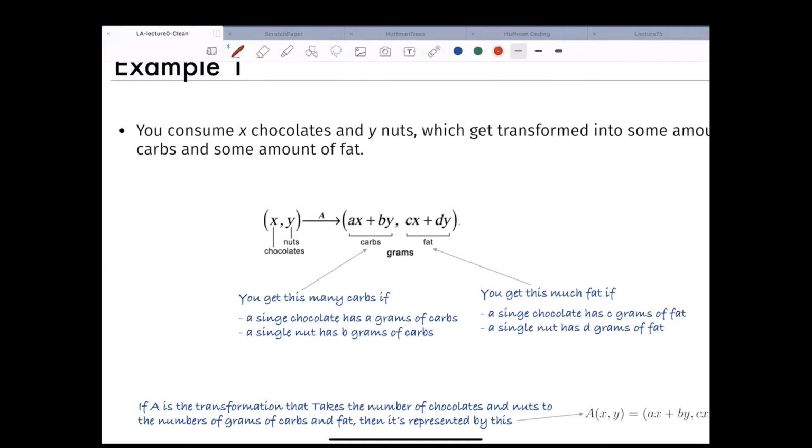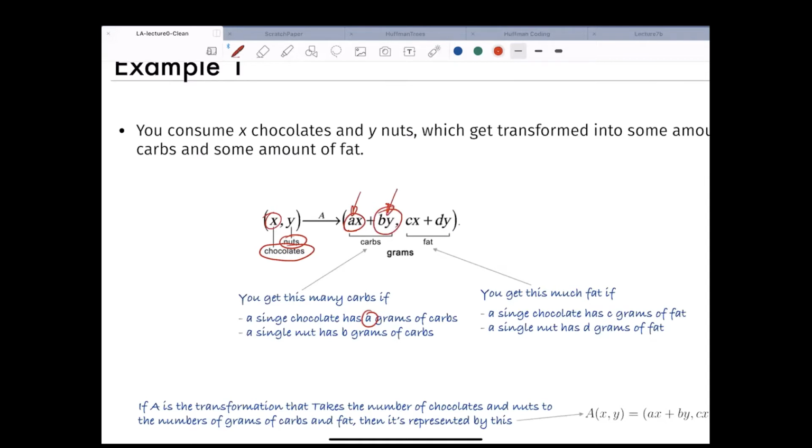Suppose you like nuts and chocolates, and that is what your diet consists of today. You just went with nuts and chocolate all day, and you want to know how many carbs and how much fat you've consumed on this diet. Well, suppose each piece of chocolate, of which you've consumed X, has that many grams, like 8 grams of carbs. From chocolate, you took that many carbs.